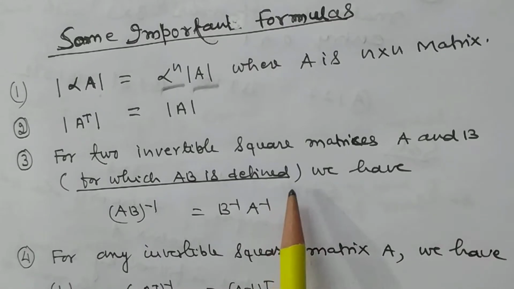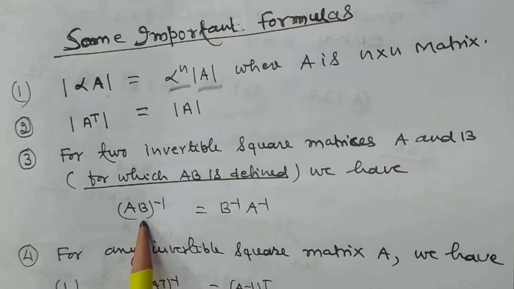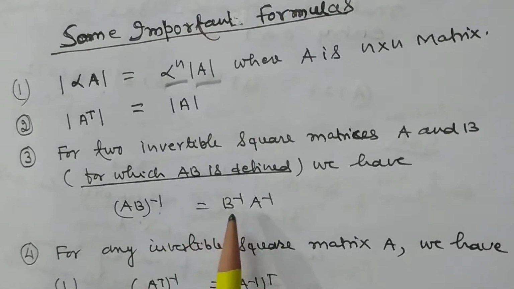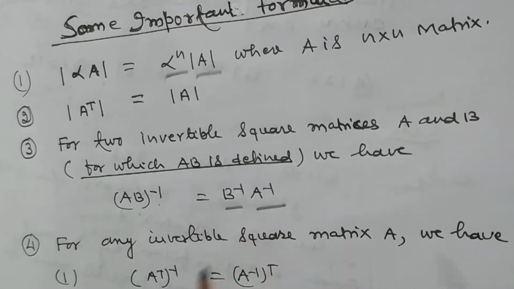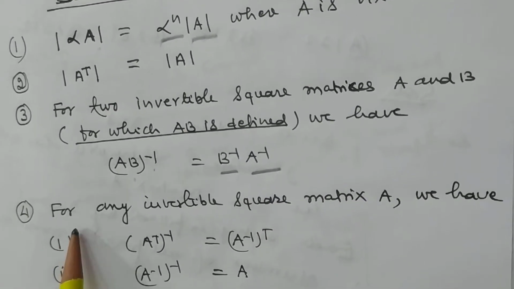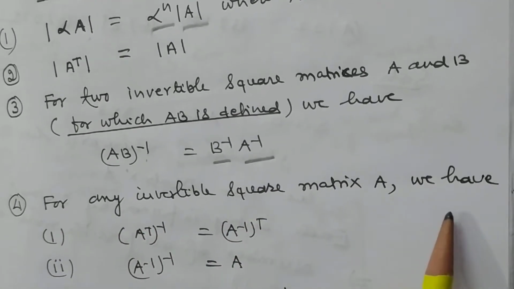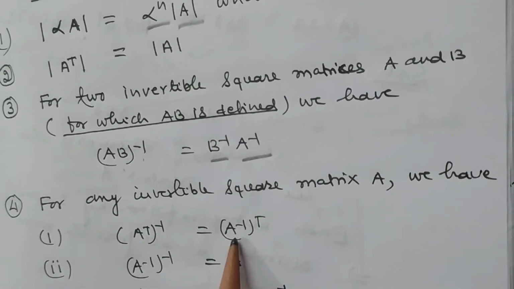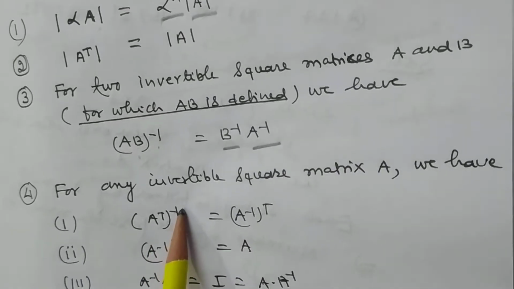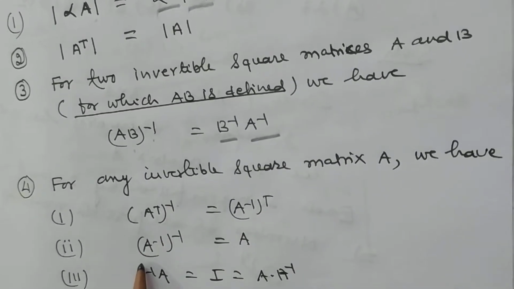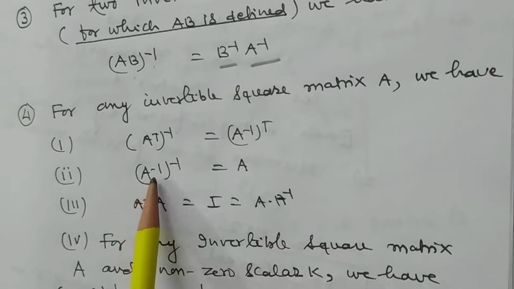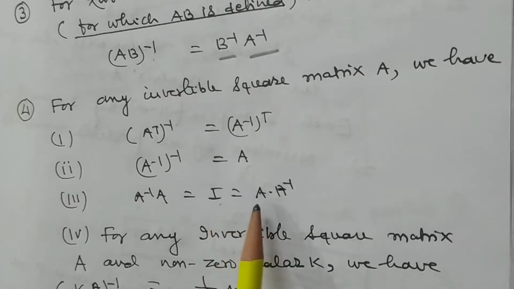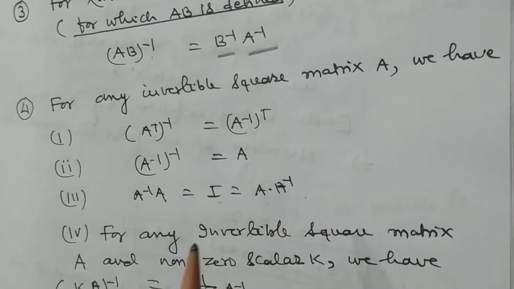for which AB is defined, we have the inverse of AB is equal to B inverse into A inverse. Now, for any invertible square matrix A, we have inverse of transpose is equal to transpose of inverse. Inverse of inverse matrix is A. A inverse A is equal to I is equal to A into A inverse.